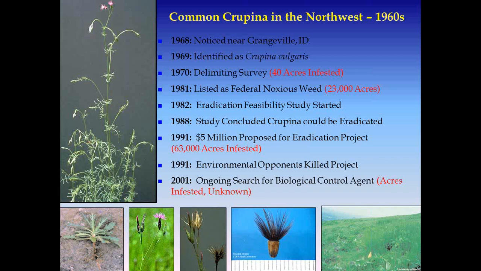But the only thing that's going to replace yellow star thistle, which is one of the baddest weeds I know, is going to be something worse than that. And I don't know, when they duke it out, I don't know which is going to be worse, crupina or yellow star thistle in Oregon and Idaho.